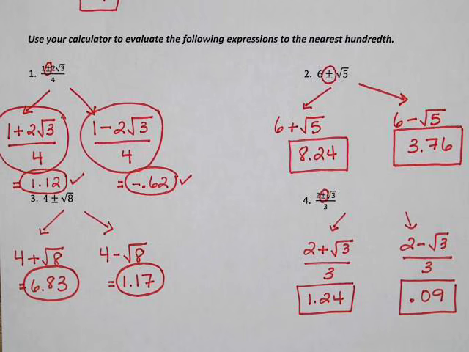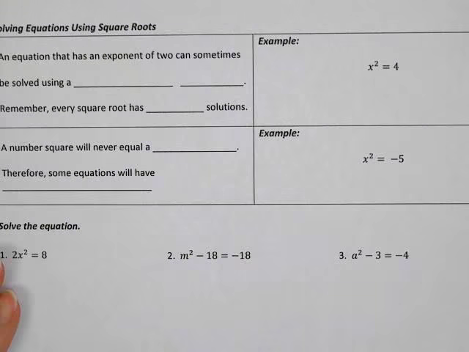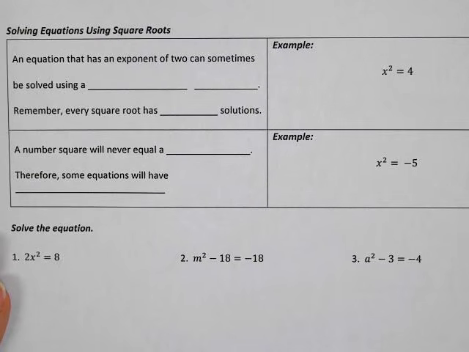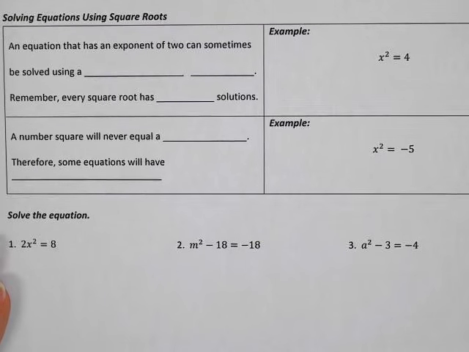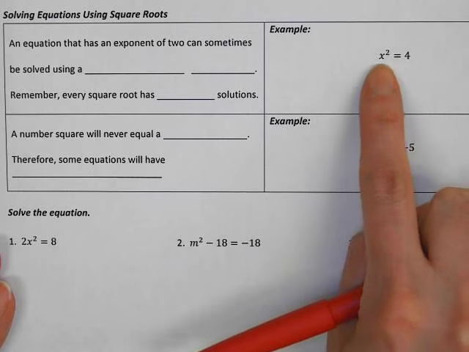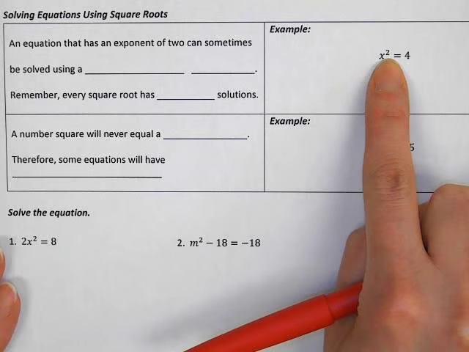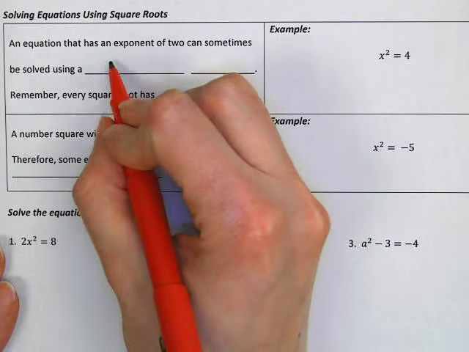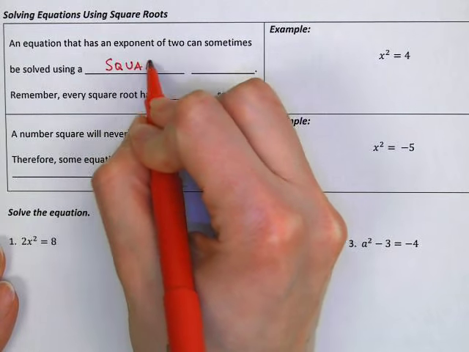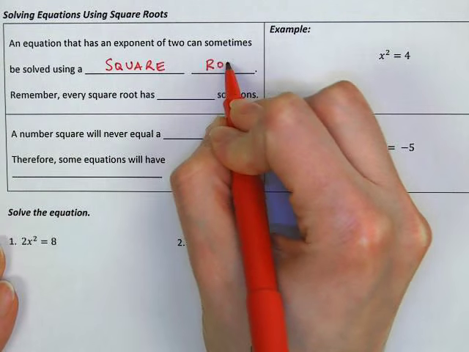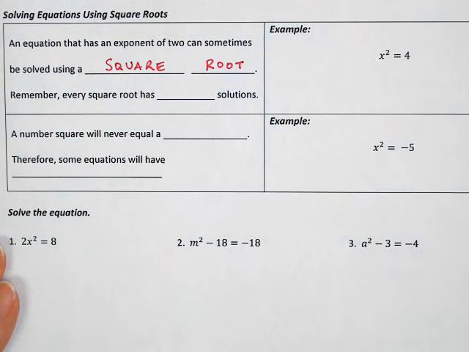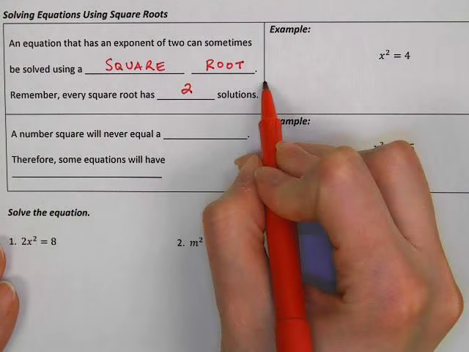Now on the back, solve using square roots. Okay, so go ahead and flip it over. Solving equations using square roots. An equation that has an exponent of 2 can sometimes be solved using a square root. Every square root has 2 solutions.